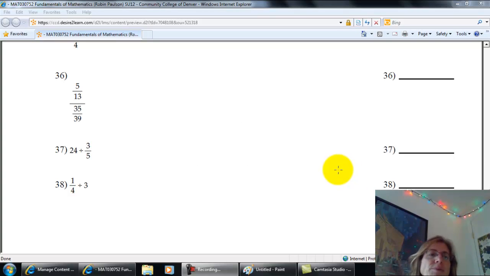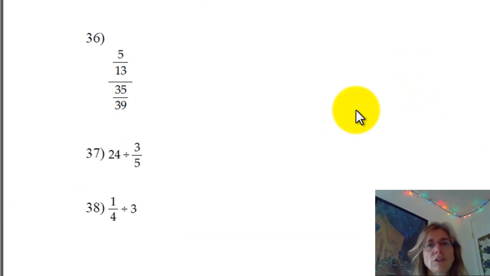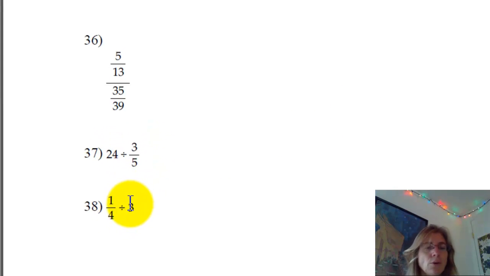Alright, I'm working on problems 36, 37, and 38 of Test 2 review. And this is all division with fractions. And in this case we'll be doing some examples of a whole number divided by a fraction, or a fraction divided by a whole number.